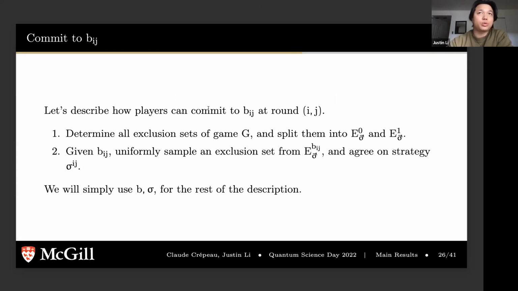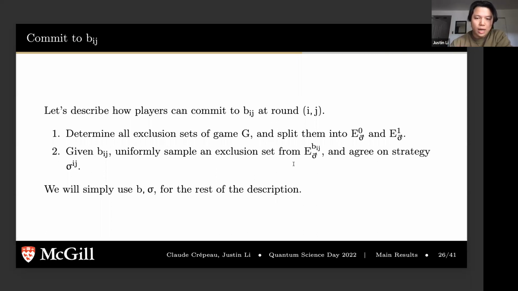What the players would do before running this protocol is look at the game. They would find all the deterministic strategies that they can use, or the optimal ones that they can use to win the game. Then for each strategy, they would find out what the exclusion set is. And then they would bipartition these exclusion sets into 2 sides. As long as one of the sides is not empty, this partition is fine. And based on the exclusion sets, we can see which strategies correspond to them.